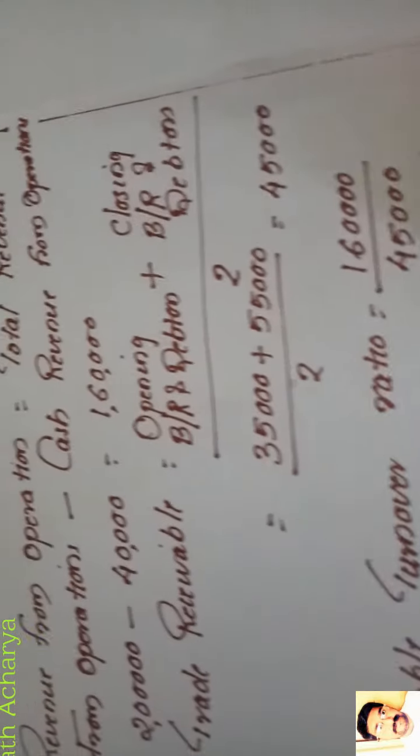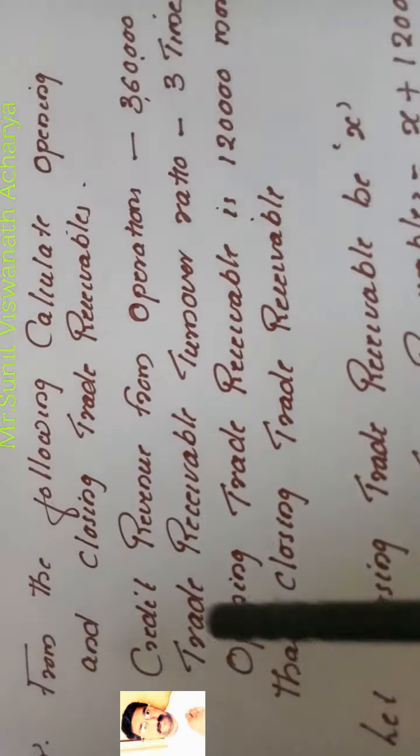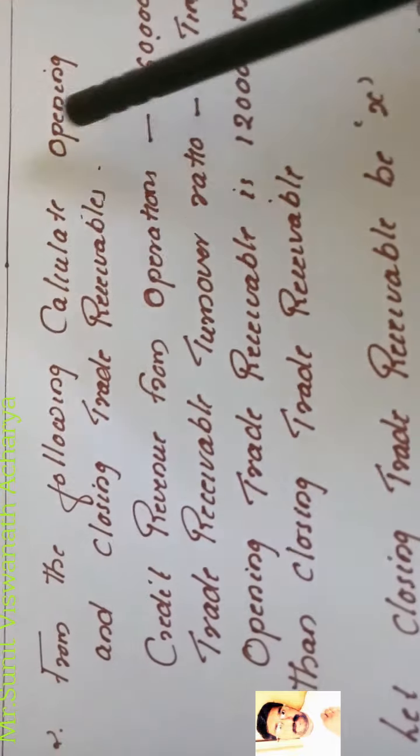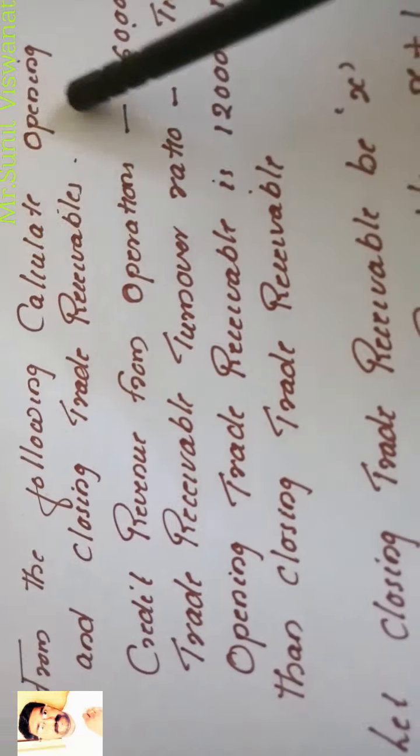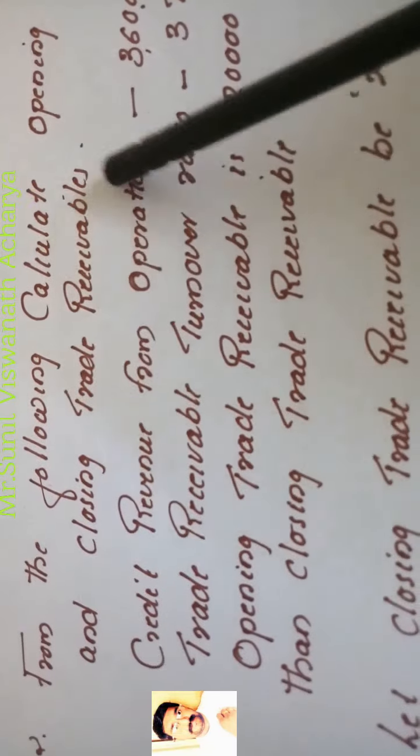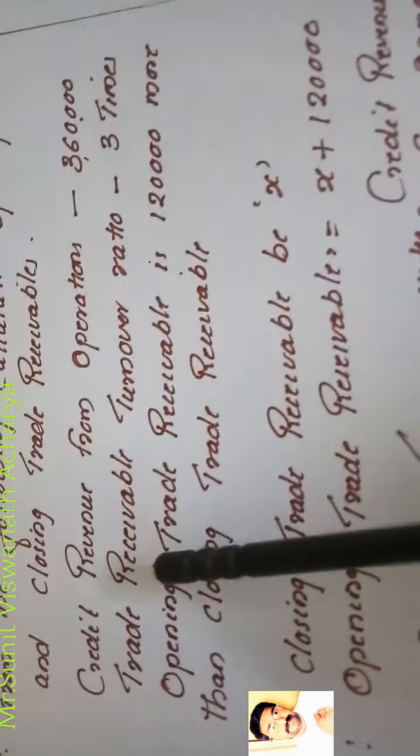Okay, now we can take another question. In the question you can see: from the following calculate opening and closing trade receivable. So what we have to calculate? Opening and closing trade receivable. Credit revenue from operation given 3,60,000. Trade receivable turnover ratio is given in the question 3 times. Then one more information given.